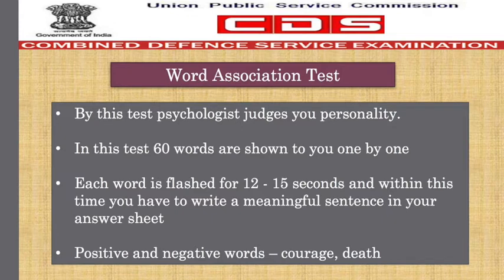You are given two types of words. One can be positive words like courage, another can be negative words like death, rape, disaster, etc. So you should be prepared for both. Some people who have just come out of the SSB told me that the seconds given for the negative word are a little less and you might get just 9 to 10 seconds for a negative word.